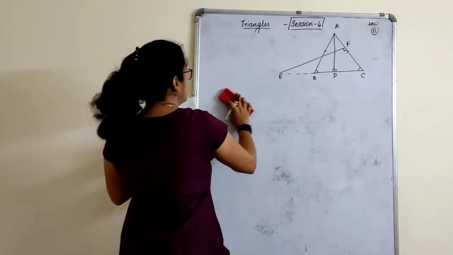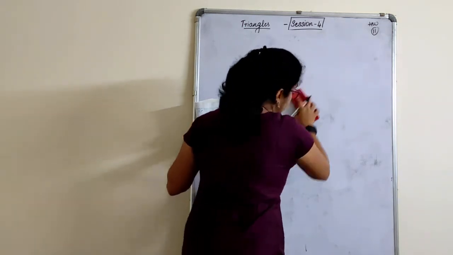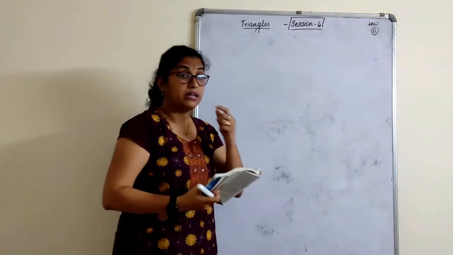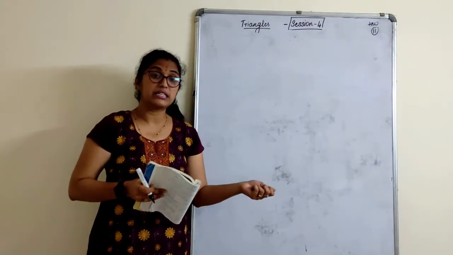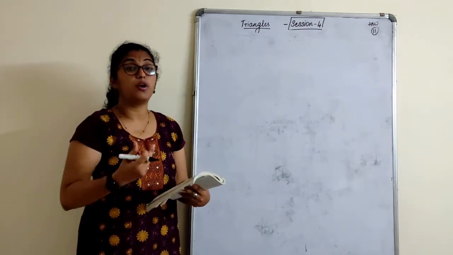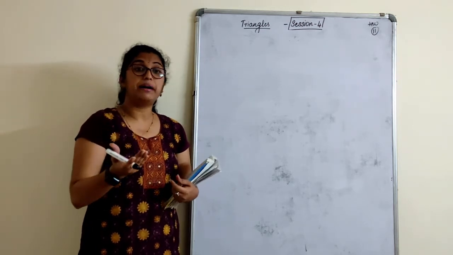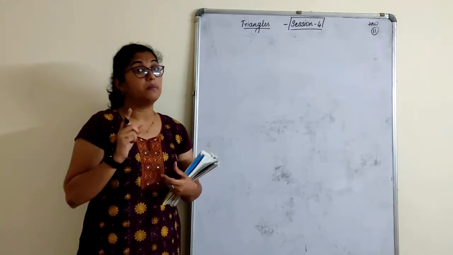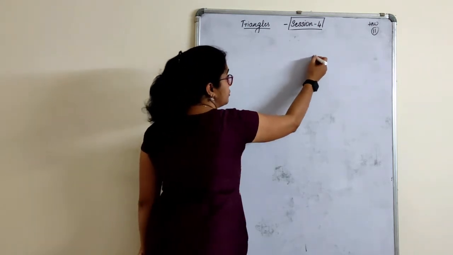So in yesterday's session, I think I had given you all some work, about AAA criteria, SAS criteria, SSS criteria and RHS criteria. Apart from that, two or three extra points I also gave, and one important point: what do you mean by altitude? What do you mean by a median? So the next sum is about the median, so I thought I'll just explain it to you.